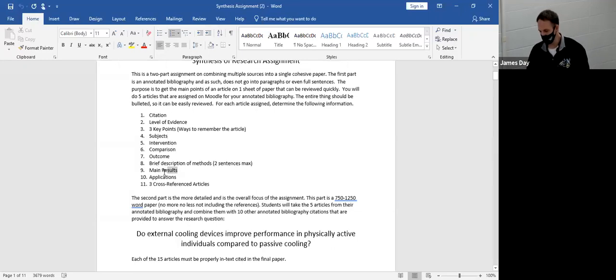The main results, so these are going to basically be what did they find comparing the intervention and the comparison? Was there in fact differences within these 2 groups? Ten is the application. So this is a combination of the results in these 3 key points. In fact, one of the 3 key points might come directly from your application, but the application is how and when could we use this information?